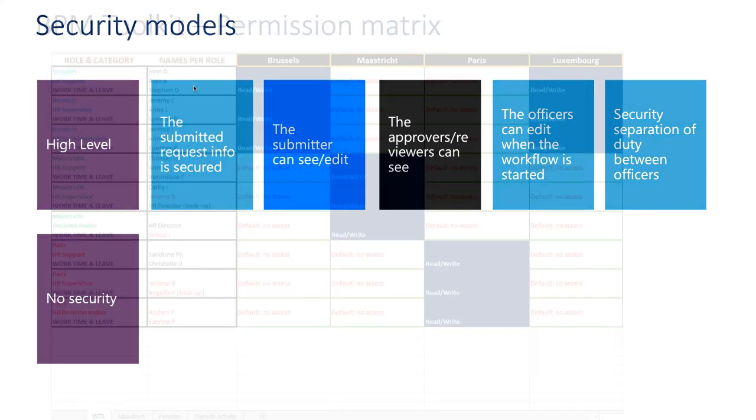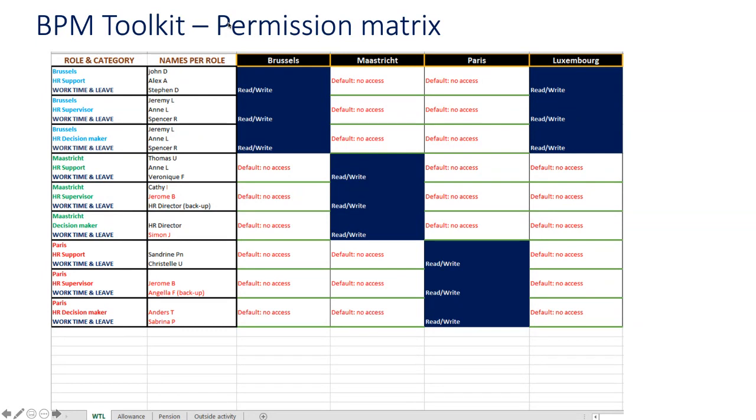This is an example of a permission matrix that any BPM tool needs to be able to follow. We have different cities, different colors: Brussels, Maastricht, and Paris. So HR in Brussels can see, read, and write information submitted by people in Brussels. People in Maastricht can read and write information coming from Maastricht, etc. People from Brussels can also read and write information submitted by people from Luxembourg. So this is how it works.